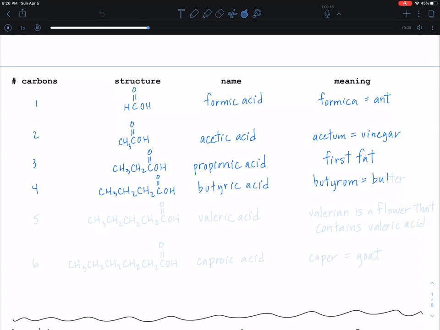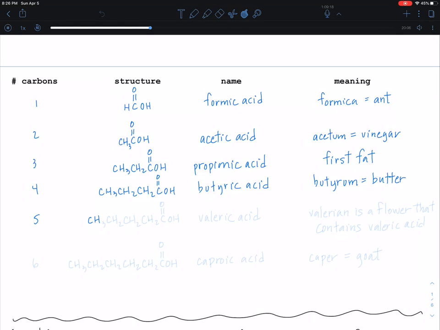And it comes from the Latin word for butter. Rancid butter is loaded with butyric acid, and it smells like 800 kinds of hell. It's horrible, but that's where it gets its common name. So this would actually be butanoic acid for IUPAC nomenclature, but butyric acid is the common name. If we have 5 carbons, this one's kind of nice.